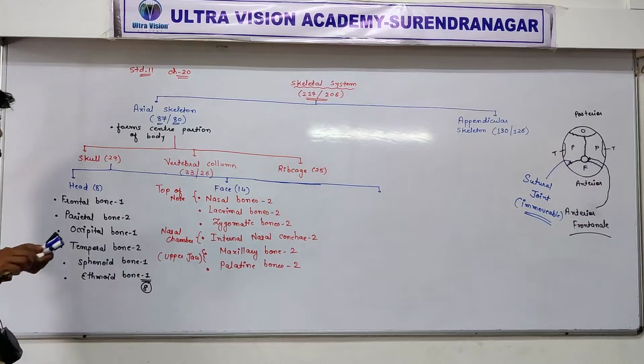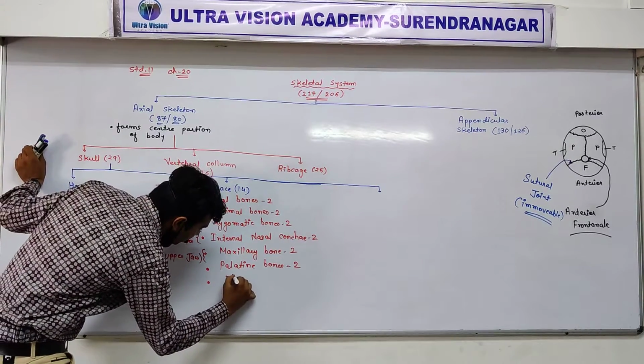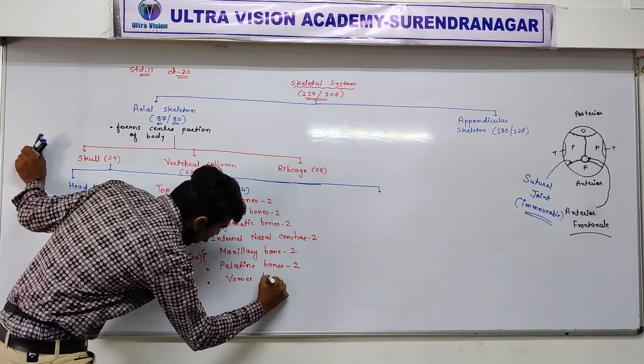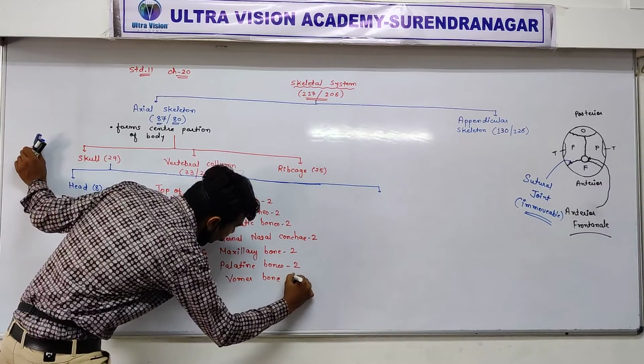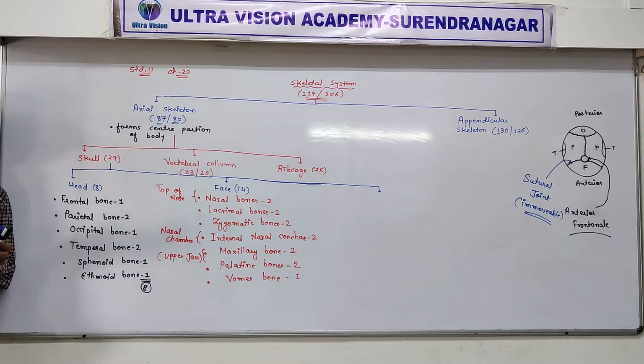Okay, now vomer bone. Vomer bone is one. On the back of the buccal cavity, one finger-like hanging structure is there. In a normal healthy person, the finger-like hanging structure is there, known as uvula. Okay, that I will tell you in the digestive system. Uvula.